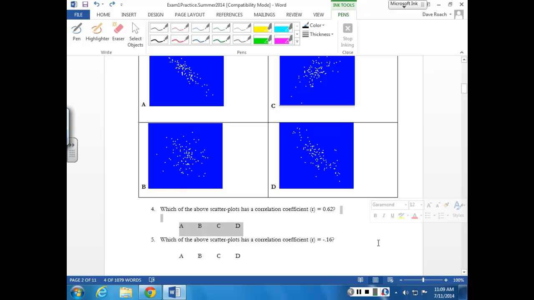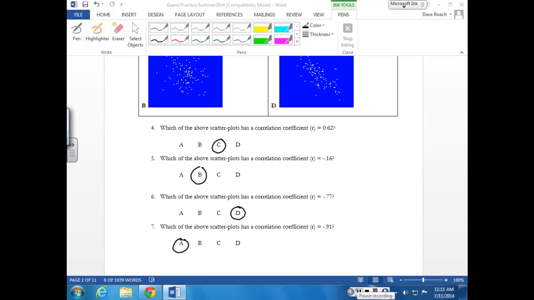4 is C. And then going down from there, you can see the A is the closest to the line. So 7, that minus 0.91, 7 is going to be A. And then you can see that the next one where they're close to the line is D. So 6 is going to be D. And number 5 is close to 0, so that's going to be the one that looks the least like a line, and so that's going to be B. Just put this up for a second so you can see the answers on there.